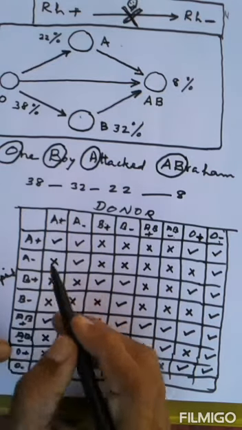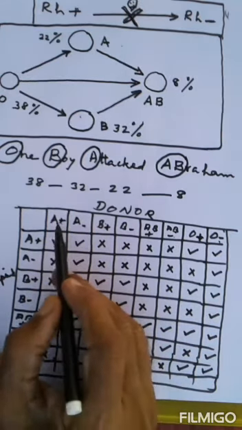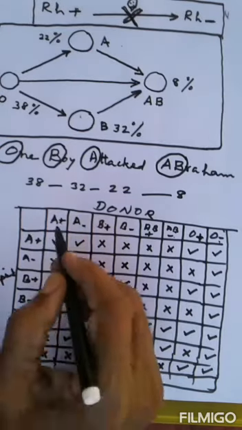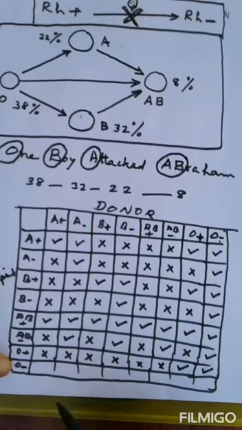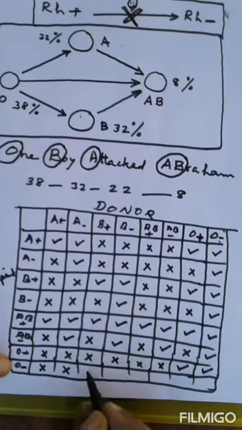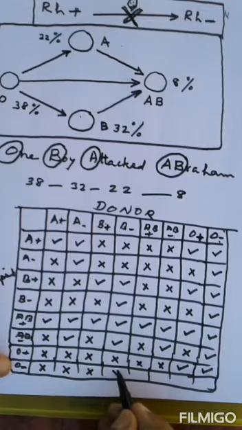Then coming to the last one, A plus to O minus, reverse direction, not possible. A minus to O also reverse. B plus also reverse. B minus to O minus is also reverse.